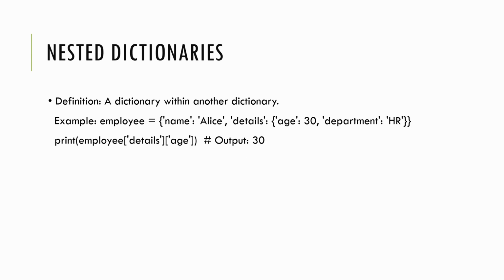Dictionaries can also be nested, meaning you can have a dictionary inside another dictionary. Here's an example. Employee = {name: Alice, details: {age: 30, department: HR}}. To access nested values, you simply chain the keys like this: employee[details][age], which will return 30.